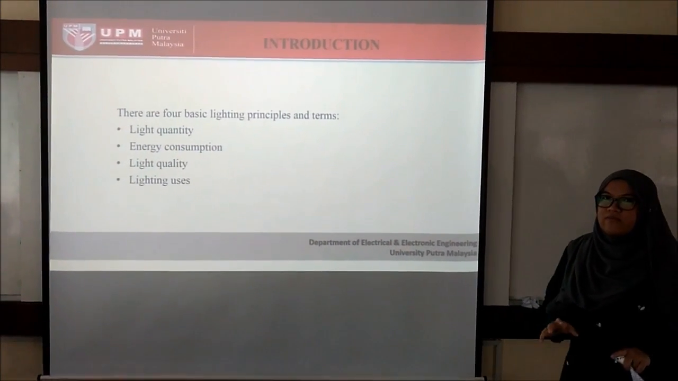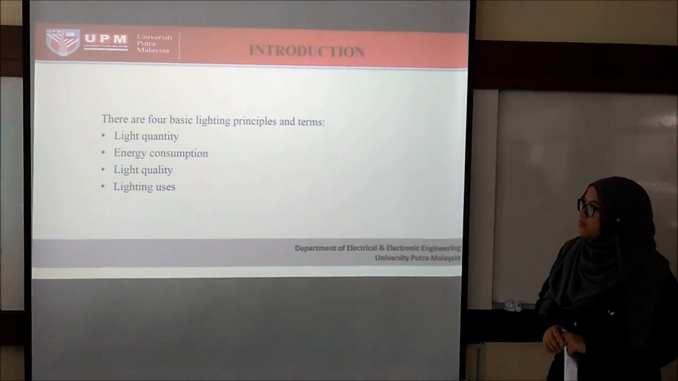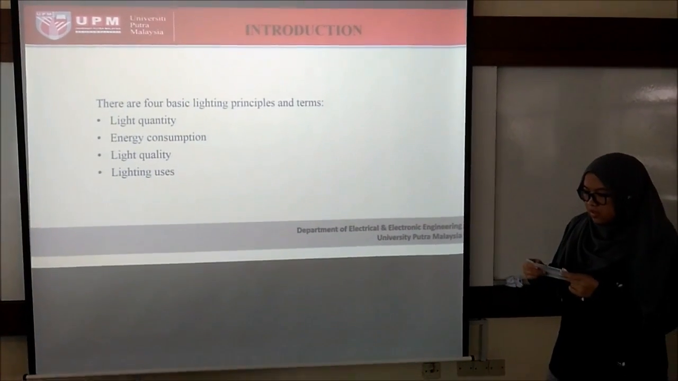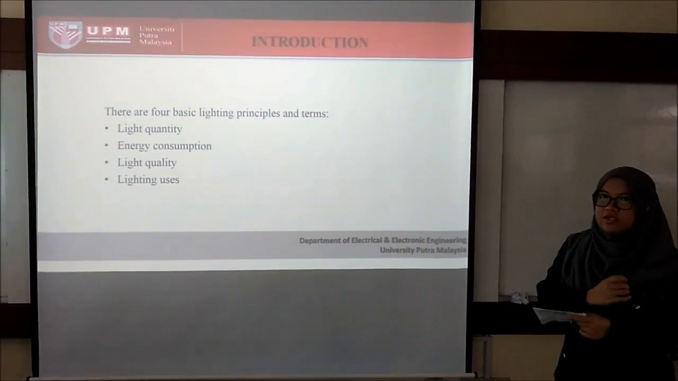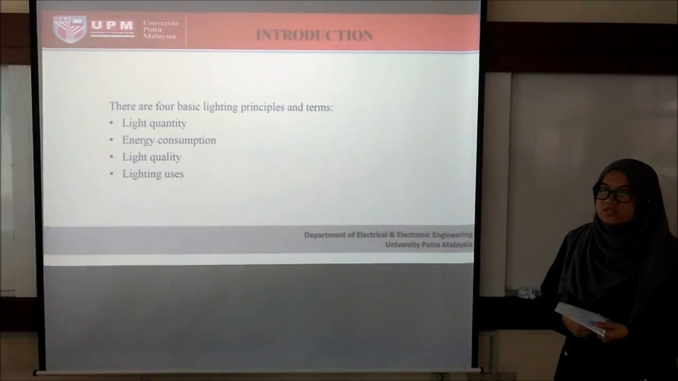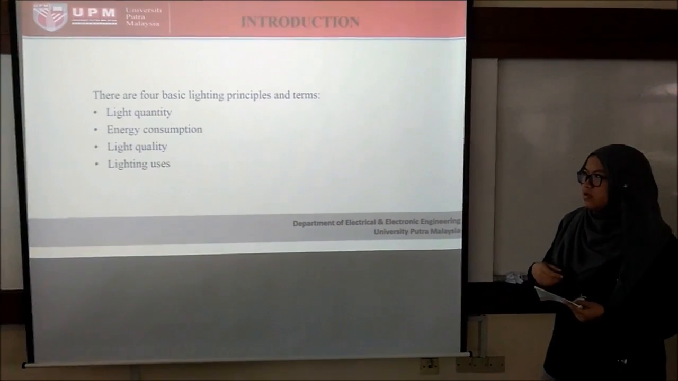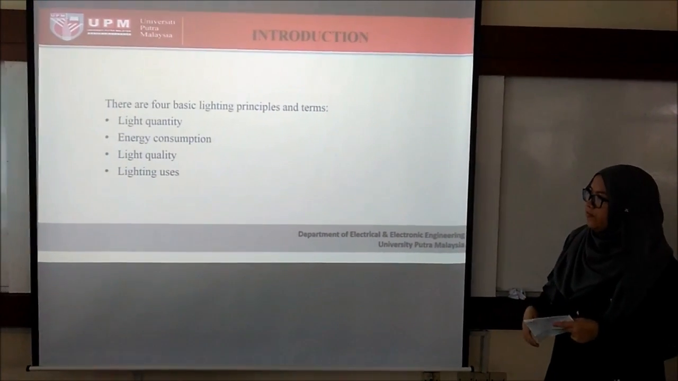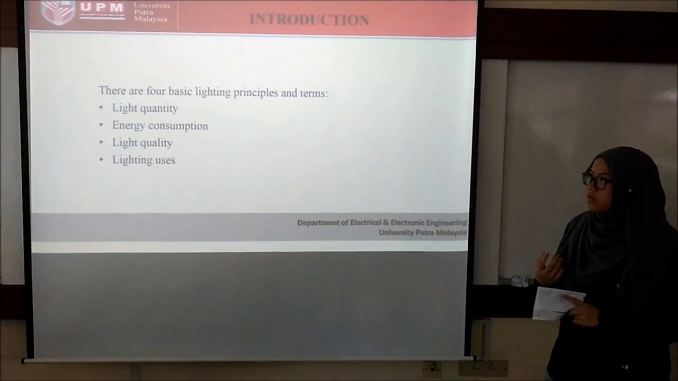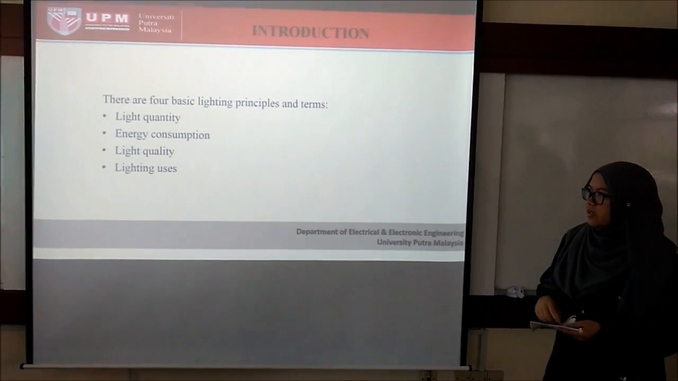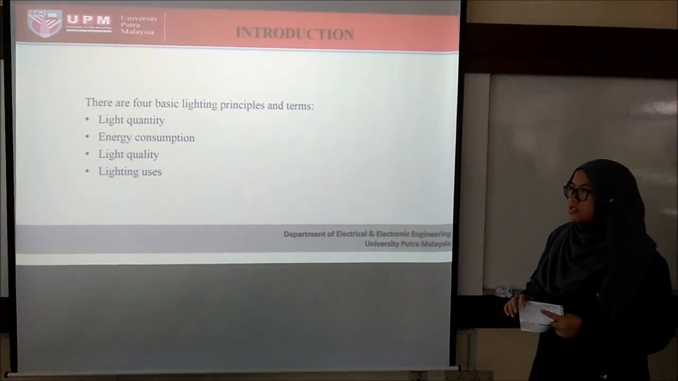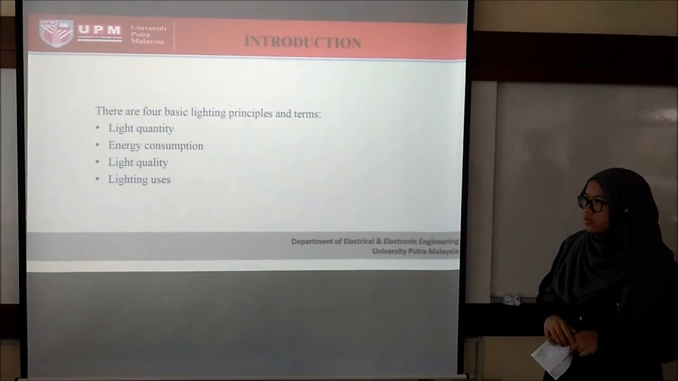So we have four basic lighting principles and terms. First is light quantity. For light quantity, we should consider the illumination and also the lumens. For energy consumption, we should consider the efficiency of lighting relative to the energy consumed. Then we should consider the light quality. We have bad light, indifferent light, and also good lighting. Lastly, we should consider the lighting used, such as ambient, accent, and also task.